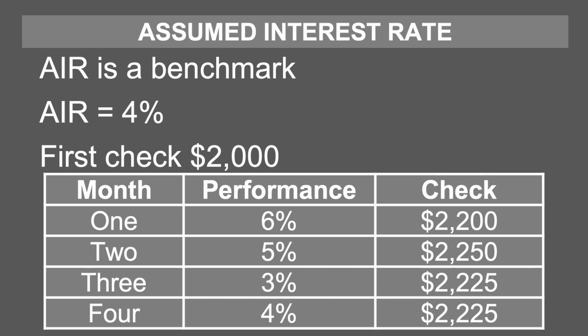In that third month, the separate account performs at a rate of 3%, and 3% is lower than 4. Therefore, our check falls this month, and it goes to $2,225 perhaps. And in the final month, the separate account performs at an annualized rate of 4%, which equals the AIR. Therefore, our check remains the same as month 3, $2,225. These are all testable concepts. And make sure you understand that when looking at the direction of the check, you're always looking at the performance of the separate account relative to the AIR.